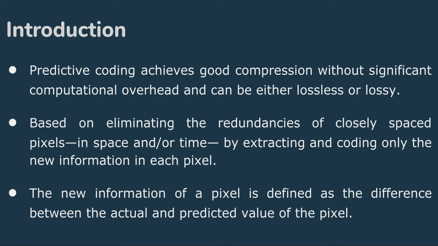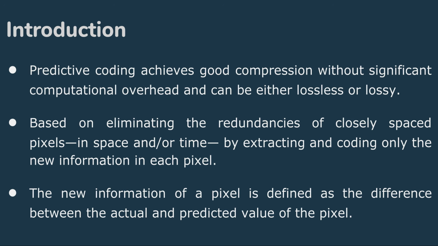The idea of predictive coding is based on the elimination of redundancies of closely spaced pixels. That is, we are actually exploiting the spatial or temporal redundancy of an image or a video, and we will be doing this by extracting the redundancies and coding only the new information in each pixel. That means we will not be coding each pixel value as it is, and we will be only coding the difference between the pixels in a neighborhood that we are considering.